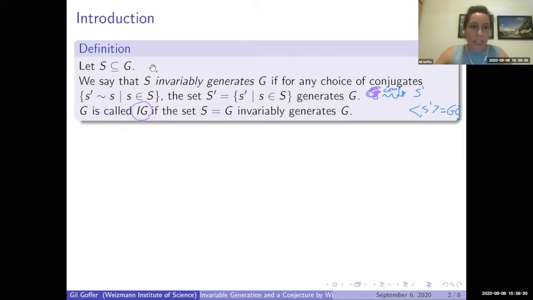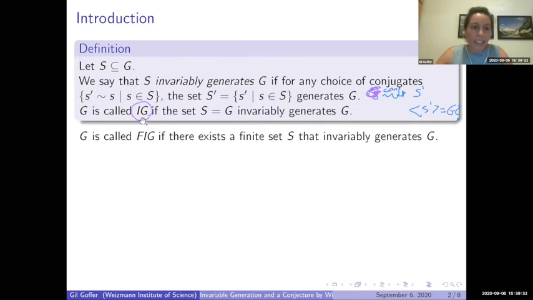It can also happen that I can take this set S to be a proper subset and still it will work. So take S to be a finite subset, so I can take a finite subset that no matter how you conjugate it, it still generates the entire group. Then I will say that G is finitely invariably generated. So that's FIG. The F is for finitely.